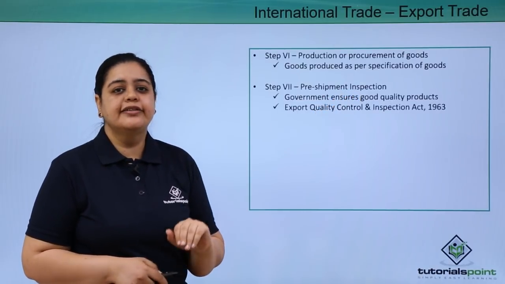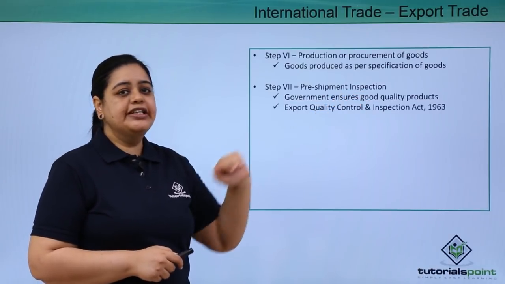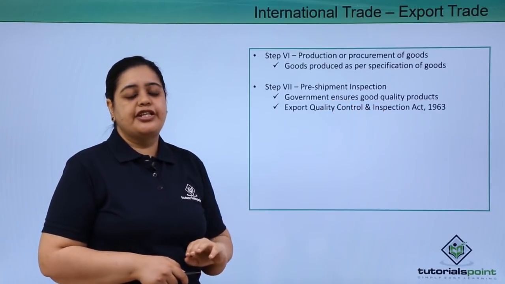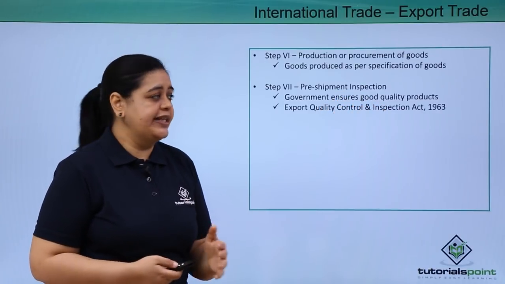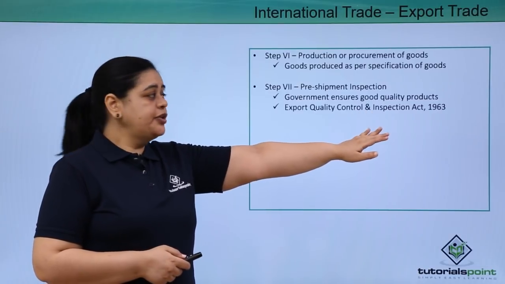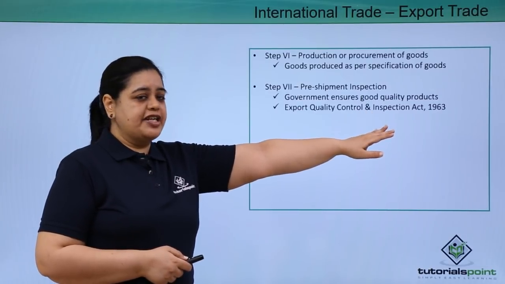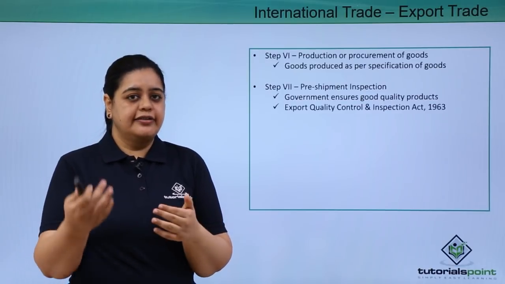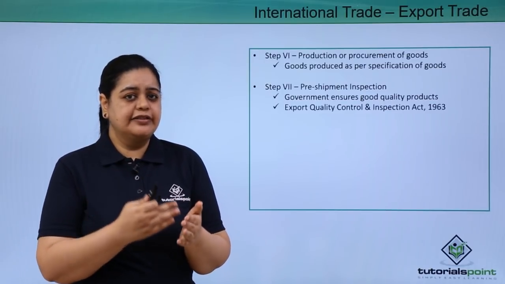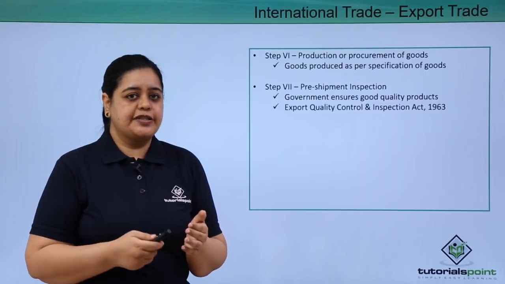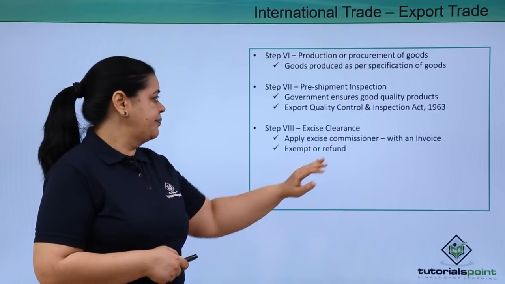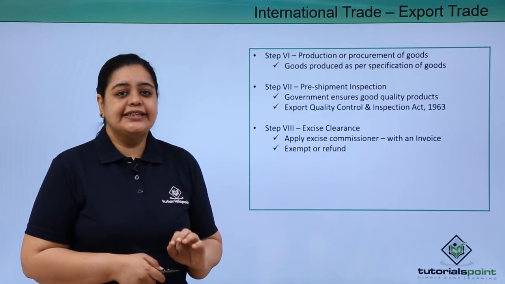Next comes pre-shipment inspection. Now what is this step? The government wants to ensure that the quality of goods is maintained. So the Export Quality Control and Inspection Act of 1963 requires that an inspector comes and inspects the goods which you intend to export. So the pre-shipment inspection happens here. Then you get your excise clearance.